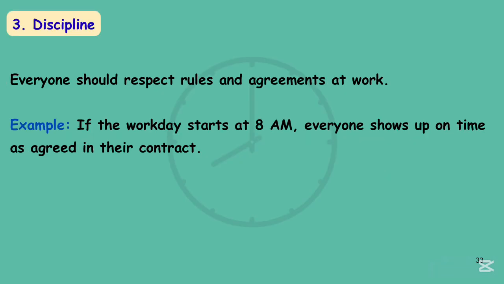3. Discipline. Discipline means respect, order, and good behavior from both staff and managers. For example, if everyone agrees to follow the office hours or safety rules, that discipline helps the workplace run smoothly.